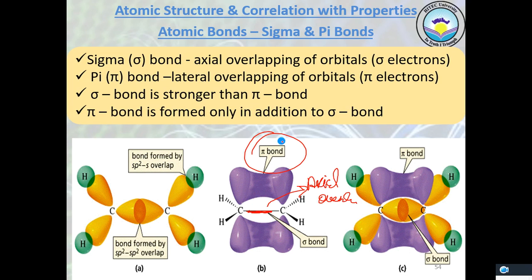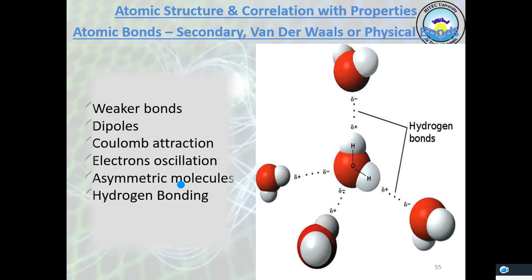And in case of a pi bond, you can see it is a lateral bond, so there is lateral overlapping. So a sigma bond is normally stronger than a pi bond. A pi bond is formed only in addition to the sigma bond. What does this mean? First of all, the sigma bond will be formed, and if electron sharing is still available, then it will go for the pi sharing of electrons. But the first preference will be for the sigma bond, or axial sharing.